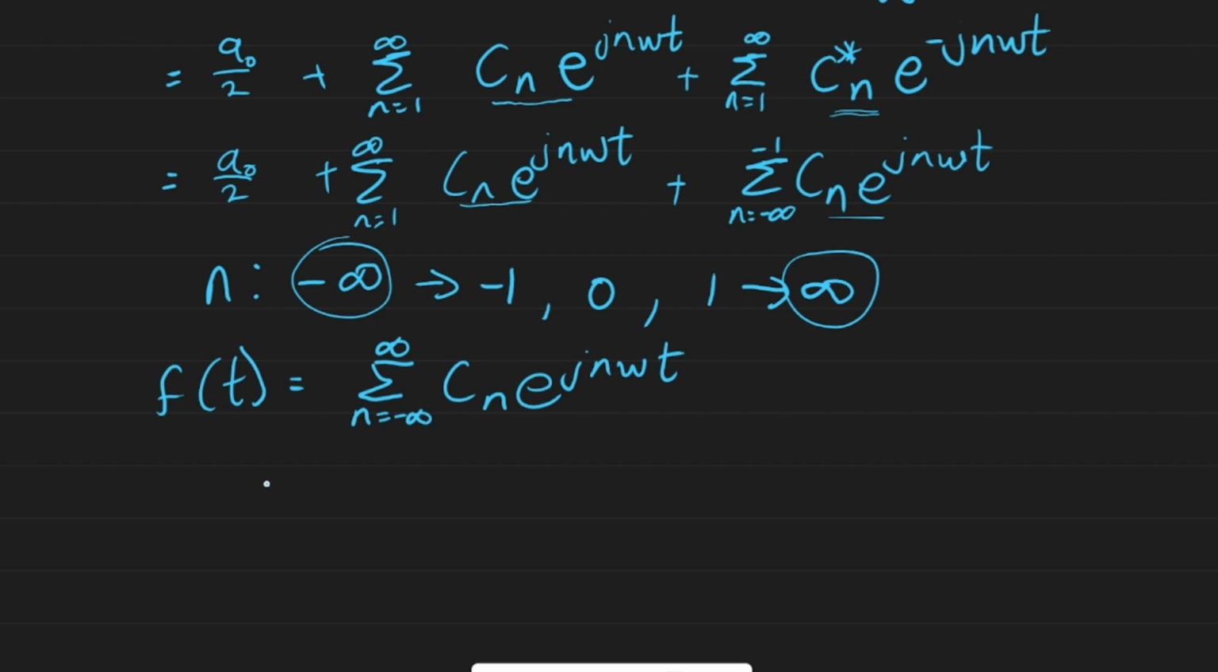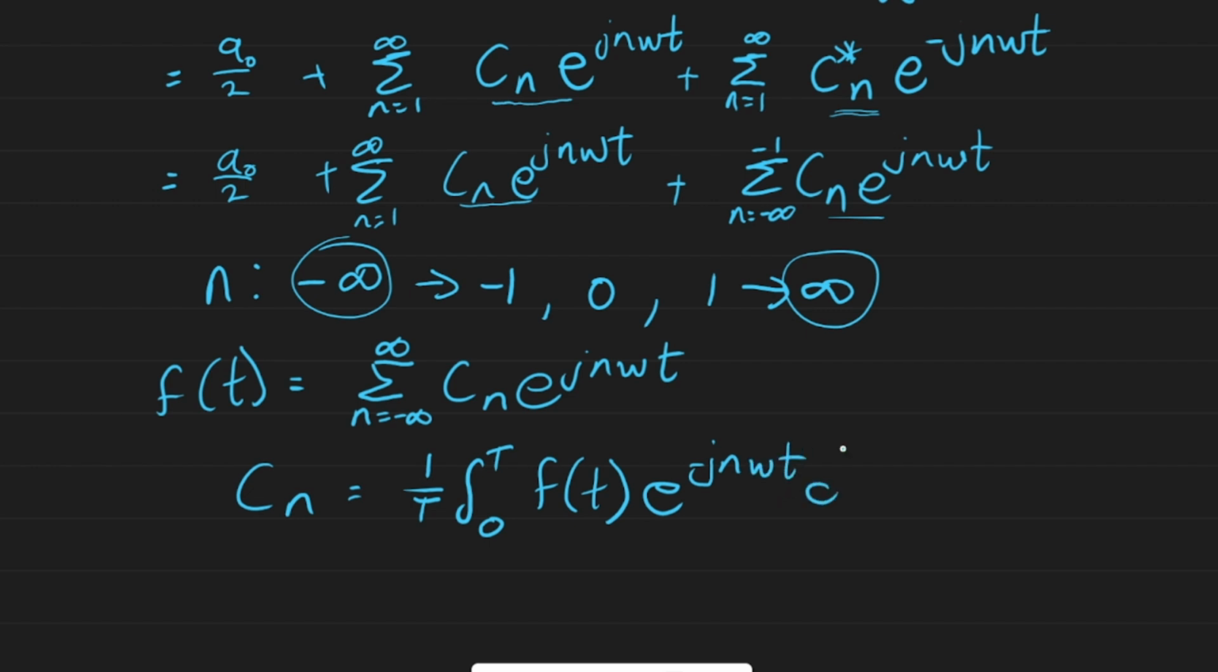And it's quite easy to show that Cn is just equal to 1 over the period, times the integral over the period, 0 to T, or minus T over 2 to plus T over 2, of whatever the function is, multiplied by e to the power minus j n omega t dt. So if we wanted to find the Fourier series of some kind of function, we would just need to find this coefficient Cn, and we would proceed in the same manner as before.